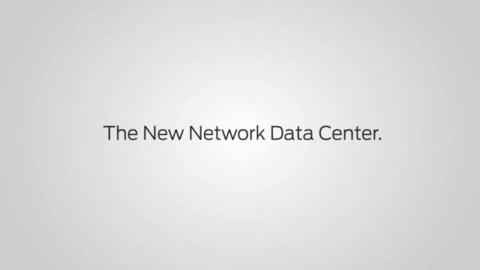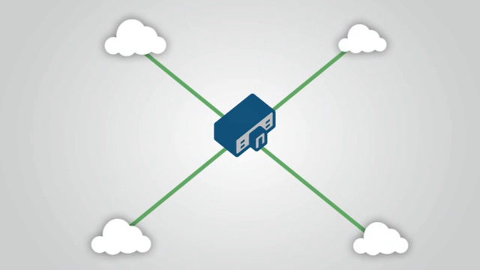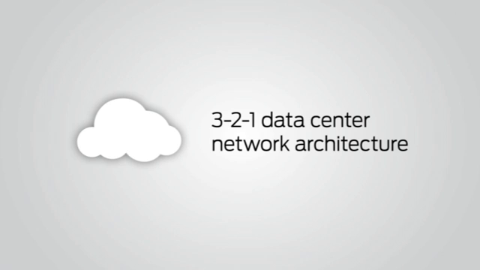This is where Juniper's new network data center can help. Whether you're running your internal IT as a cloud or plan to connect with public cloud services, Juniper's 3-2-1 data center network architecture will transform your current data center network today to become cloud ready for years to come.